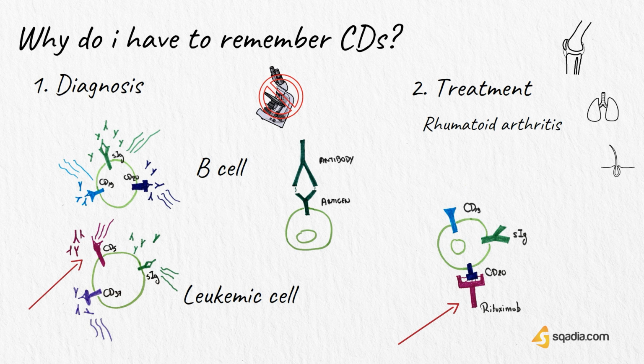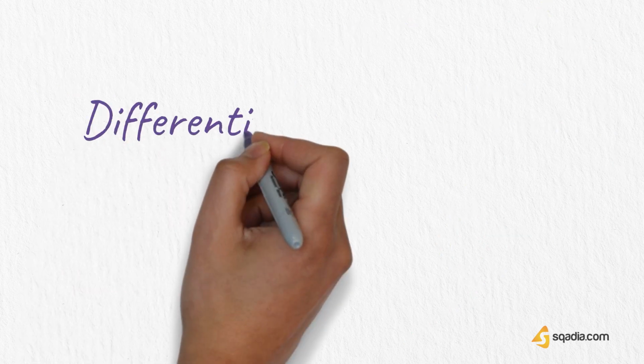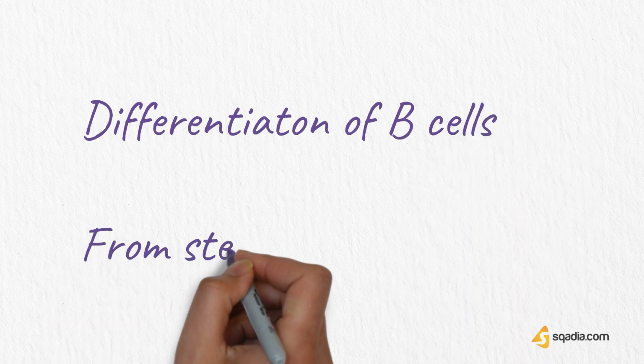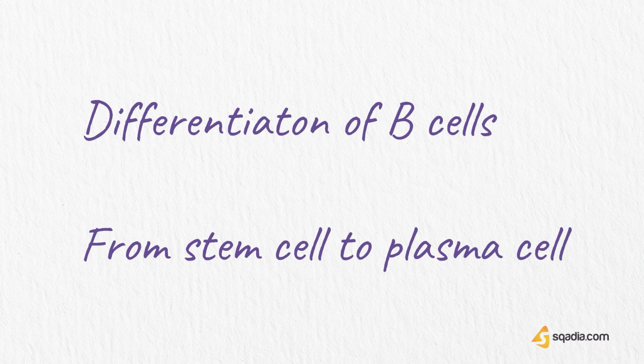Okay, so now you're convinced that we have to remember at least some of the CDs. We're going to look at the phenotype of the cells while they mature. The final step for B cell development is the plasma cell, the cell capable of secreting specific immunoglobulins, a sort of sophisticated weapon against a specific enemy. Now we're going to see every step between the two cells. What do they look like?